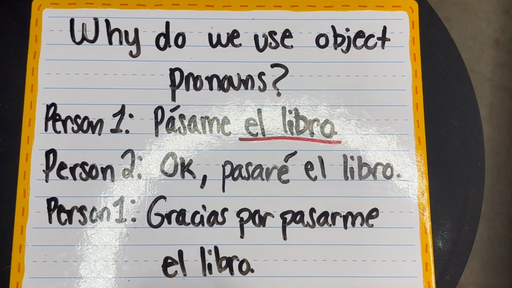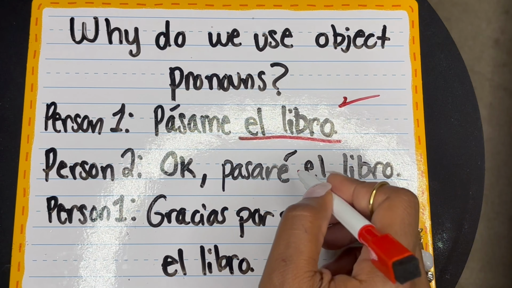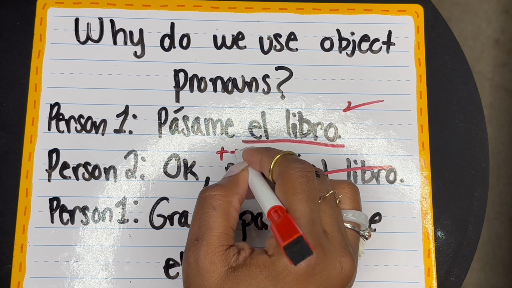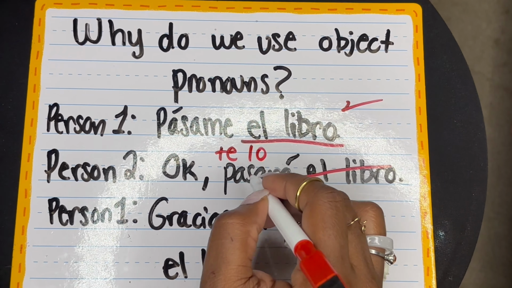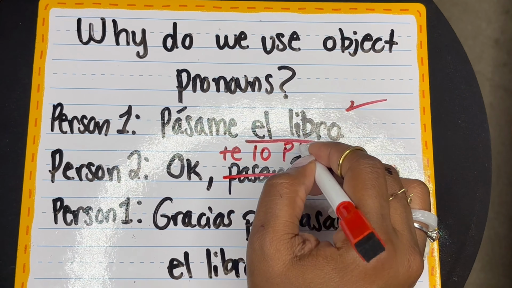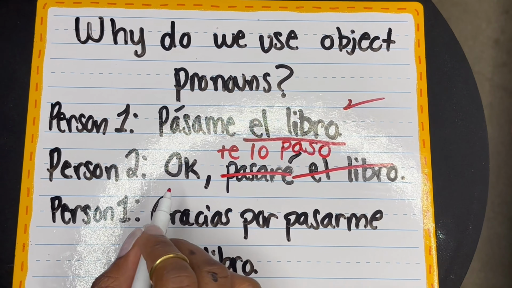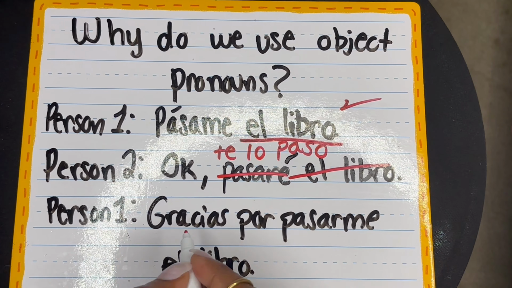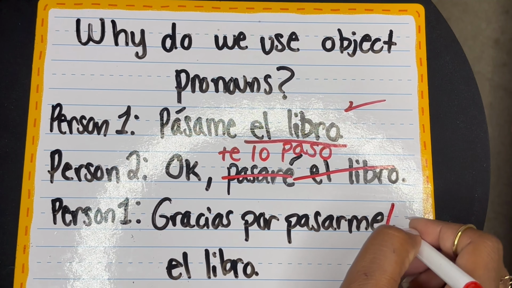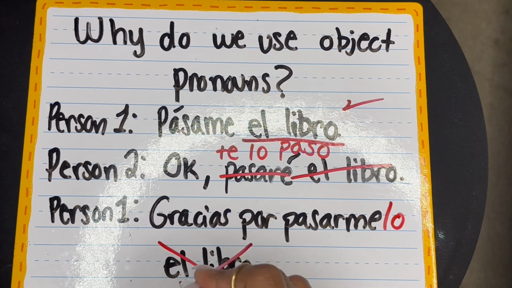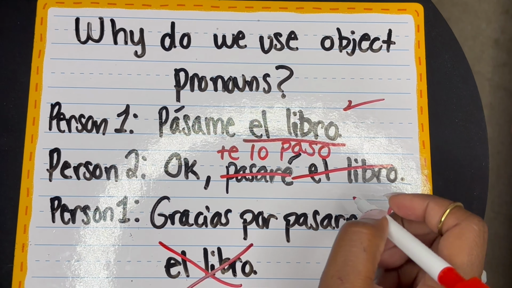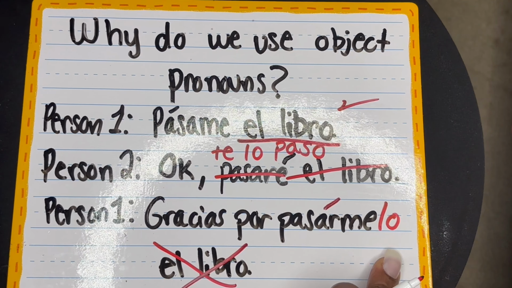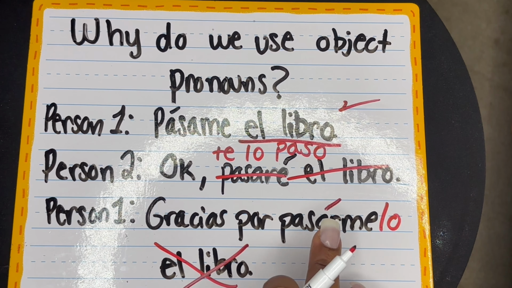So to fix that, we already have it here. We're going to get rid of this one. And we're going to say te, which is you, lo, it, pasó. I will pass it to you. Okay, te lo pasó. And then down here, the other person's going to say, thank you for passing it. We're going to put lo instead of el libro. So we're going to say, gracias por pasármelo. Okay? Thank you for passing it. And we're going to add an accent here on this A.